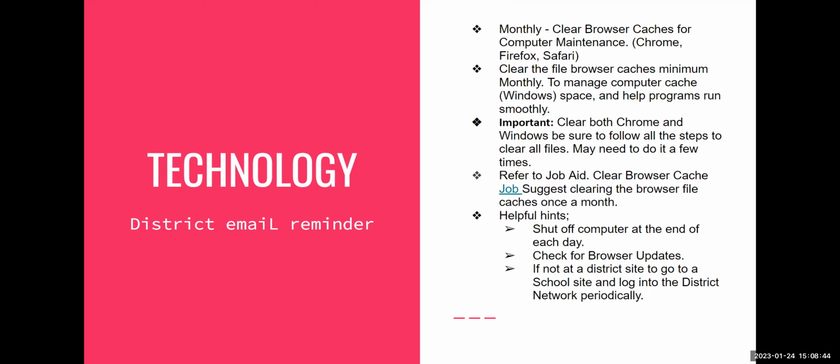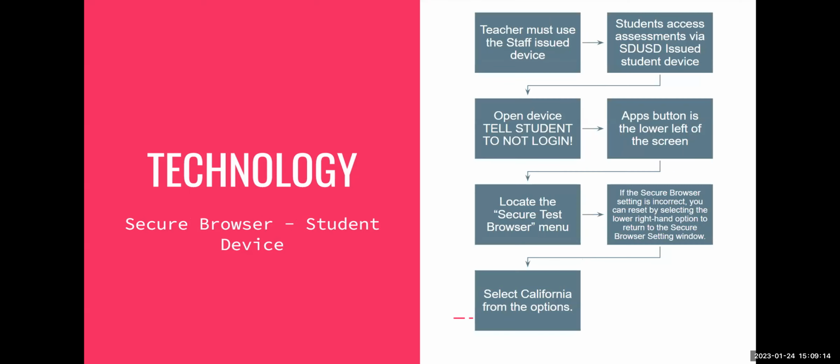And other helpful hints that they recommend is to shut off your computer at the end of each day, especially during the testing windows when you're actively testing. Check your browser for updates. That's also in the template and the job aid in the email. And if you are not regularly at a district site connected to the network, you really should try and do that regularly, because that's another place that you get updates pushed out to your computer. So again, teachers must use their staff issued device. Students access the assessments via their San Diego Unified Chromebooks.